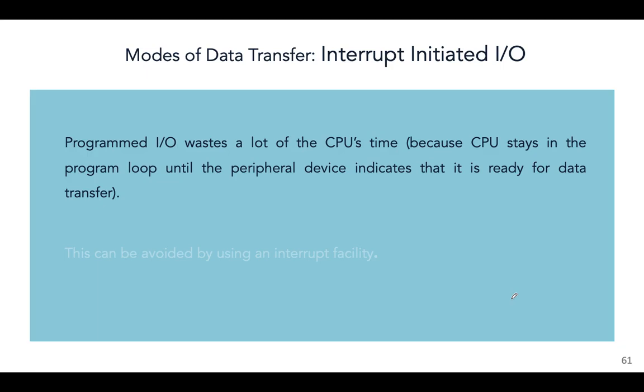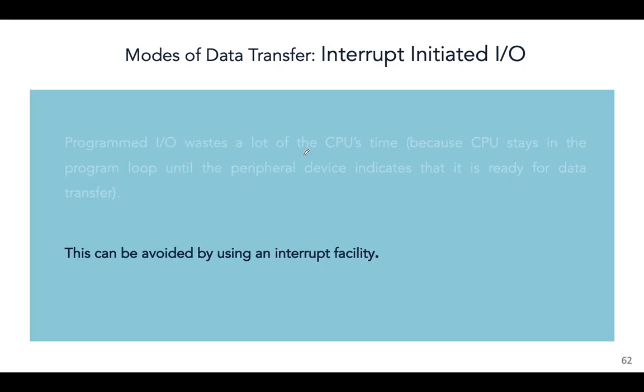So now we move on to the second kind of data transfer method, which is interrupt initiated IO. Programmed IO wastes a lot of the CPU's time, as you've already noticed, because the CPU stays in the program loop until the peripheral device indicates that it is ready for data transfer. The CPU has to keep checking it over and over again. All of this can be avoided by using an interrupt facility.